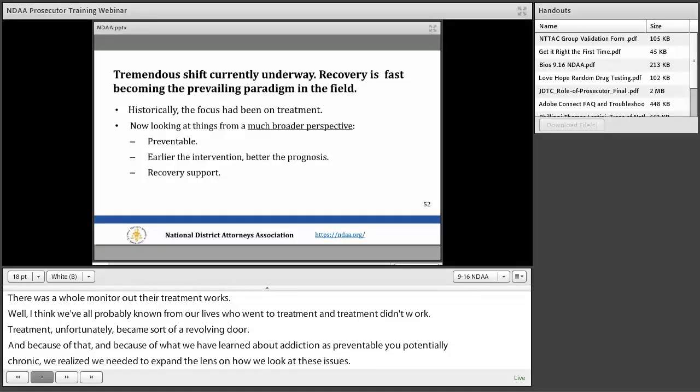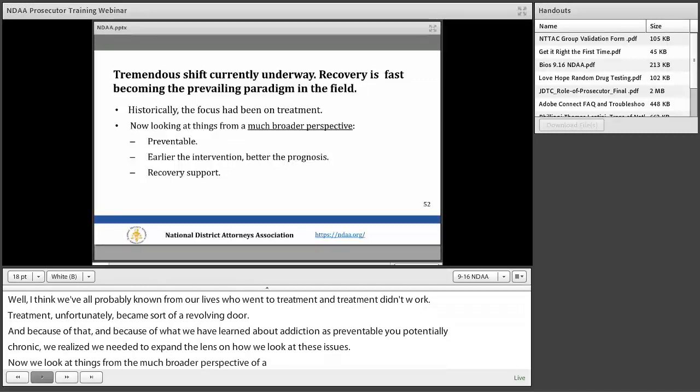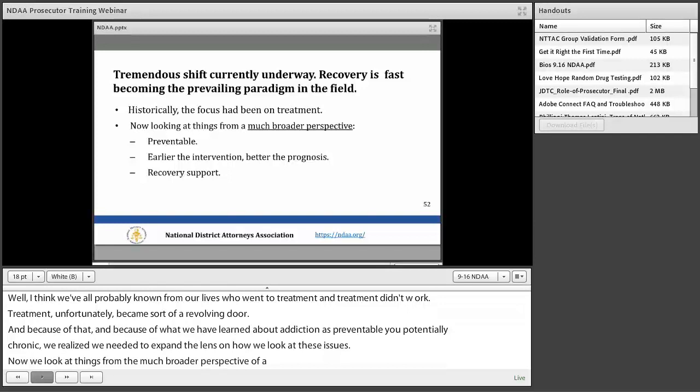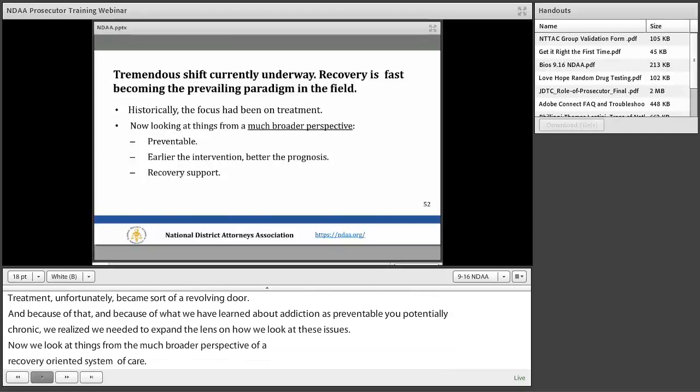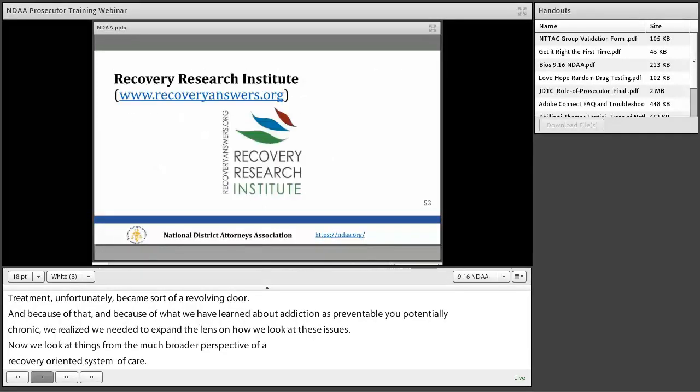I should probably just get a T-shirt or a tattoo. Preventable, the earlier the intervention, the better the prognosis, and recovery support, because those three ideals are really critical to the work we're doing and are really responsible for some really innovative programs.